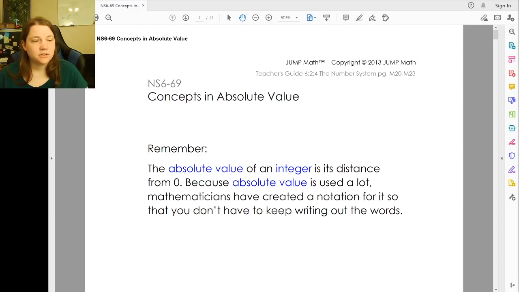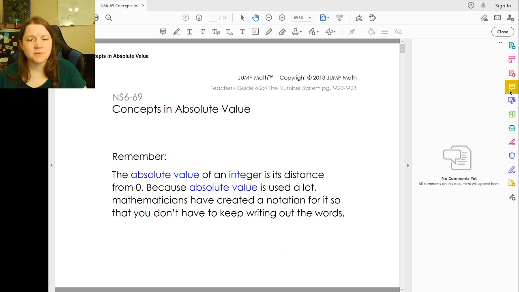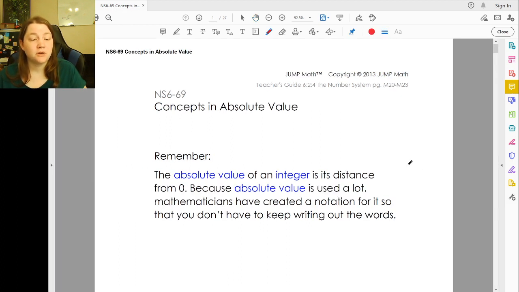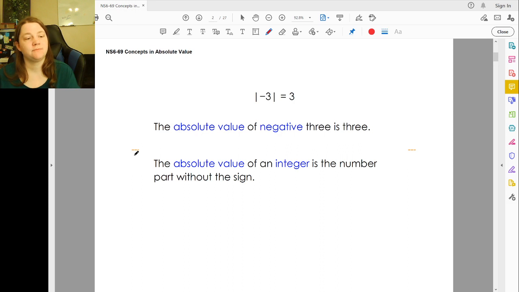This video is going to talk about concepts in absolute value. So remember that the absolute value of an integer is its distance from 0. Because absolute value is used a lot, mathematicians have created a notation for it, or a symbol for it, so you don't have to keep writing the words absolute value or distance.